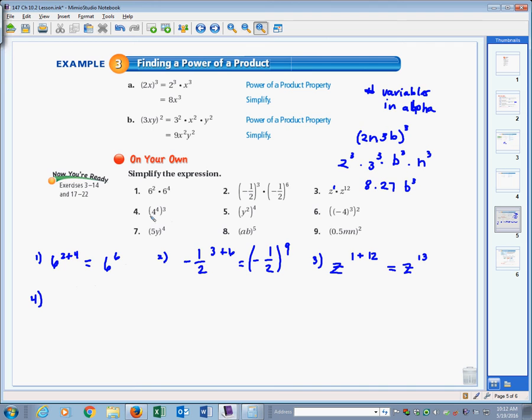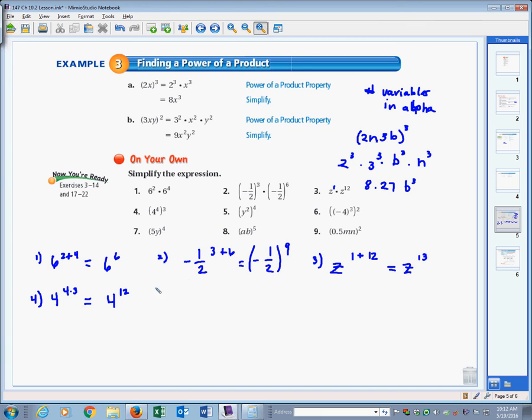So what's my base? And then I'm going to multiply what two exponents? 4 times 3. So my answer is going to be what? 4 to the 12th. Got it? Yeah. Right? Easy peasy lemon squeezy.